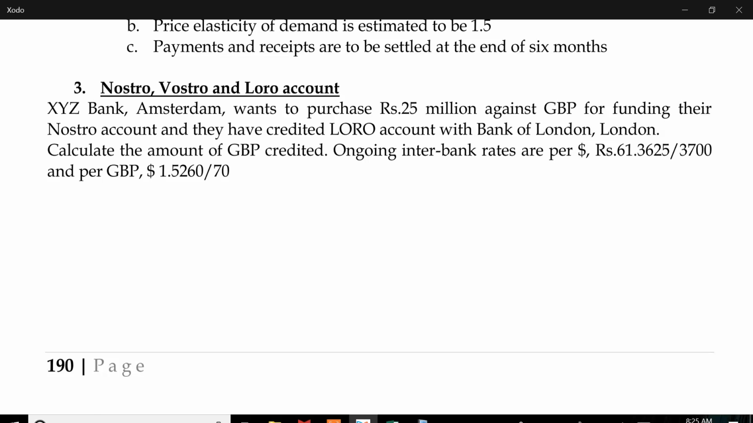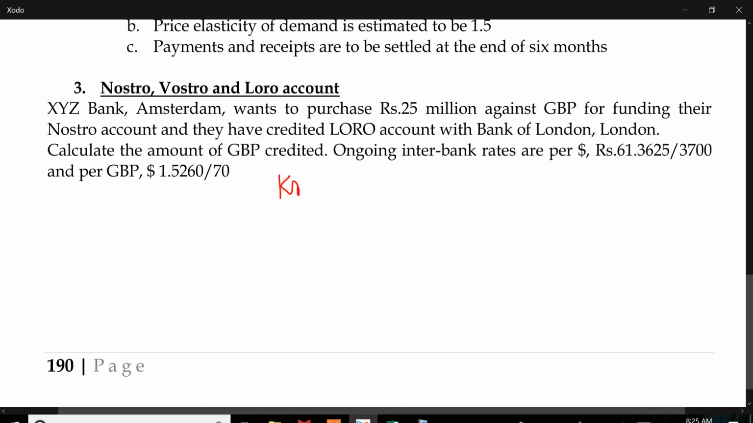Now from a problem solving point of view, none of this matters. Whether they've given Loro account, Vostro, Nostro, nothing matters. I have a known component, I have an unknown component, and I end up doing the problem. What is the known component here? Rupees 25 million. The unknown is GBP, that's all. Let's write the formula.